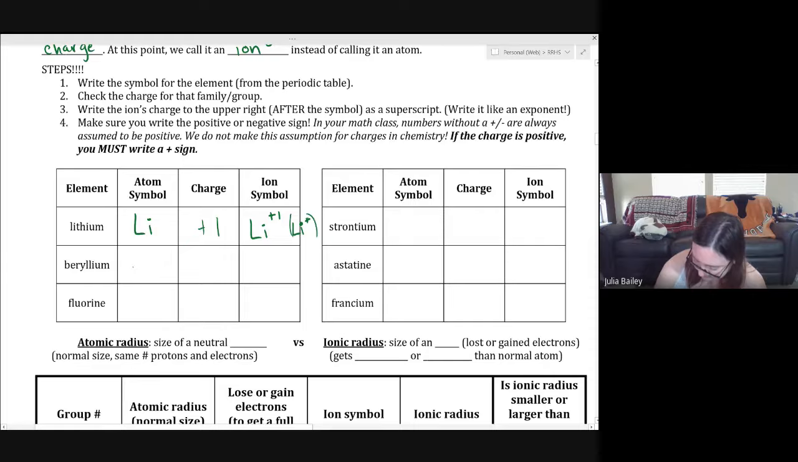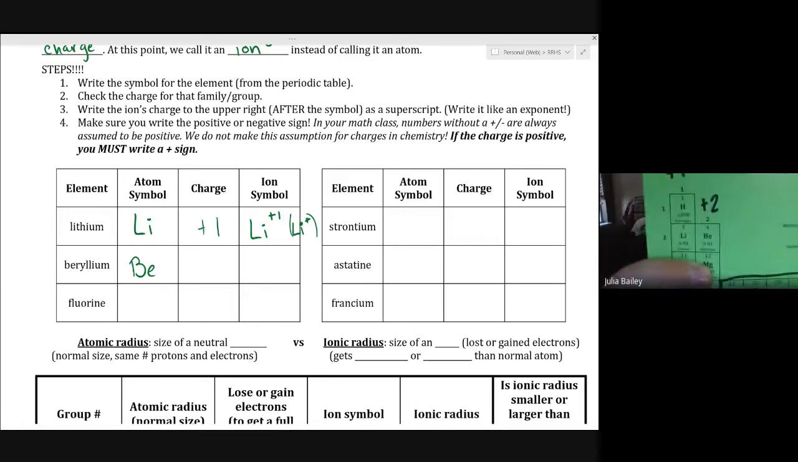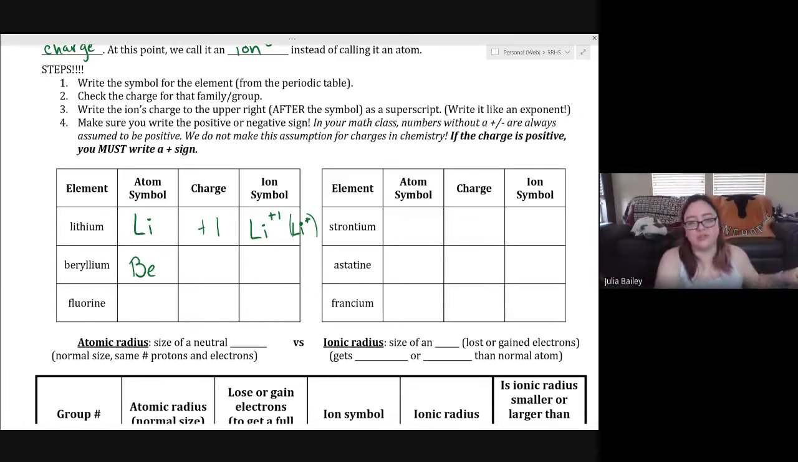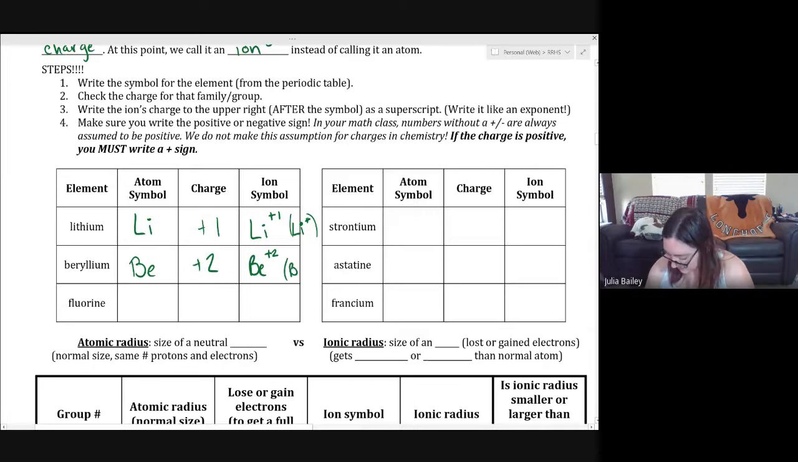Beryllium, similarly, Be. If you look at the periodic table, beryllium is in your alkaline earth metal family. All the alkaline earth metals have a +2 charge. And so your ion symbol for beryllium is Be, and then up at the top, like an exponent, you can write +2. You actually also could write Be2+. Either of those is correct.